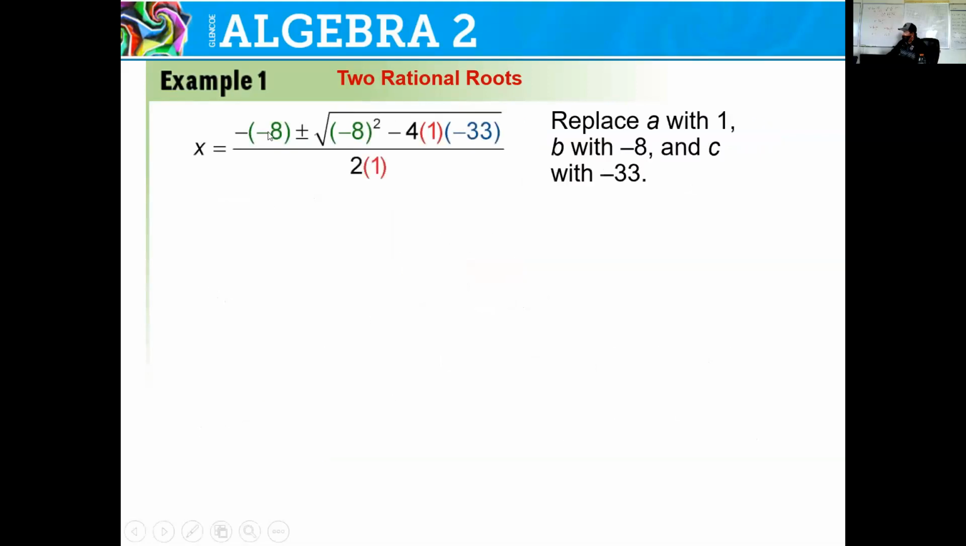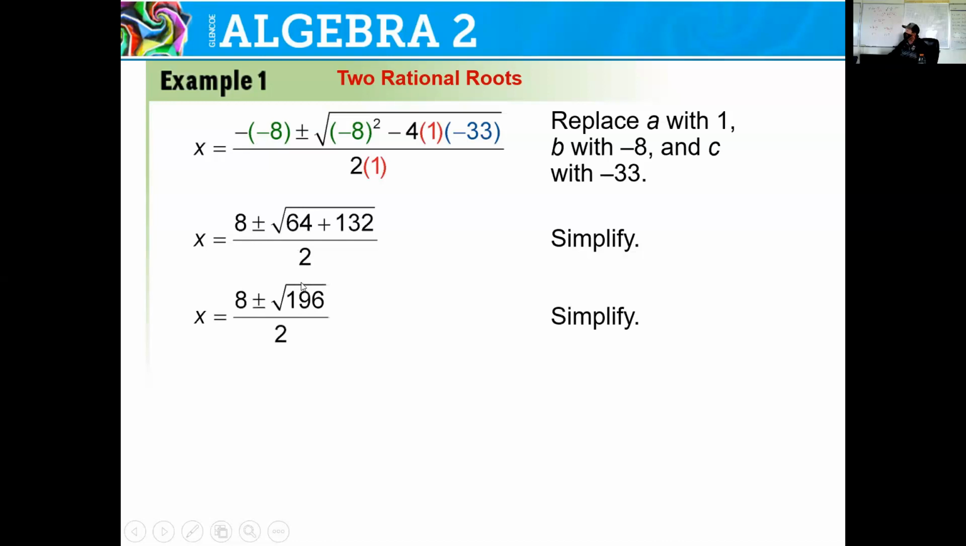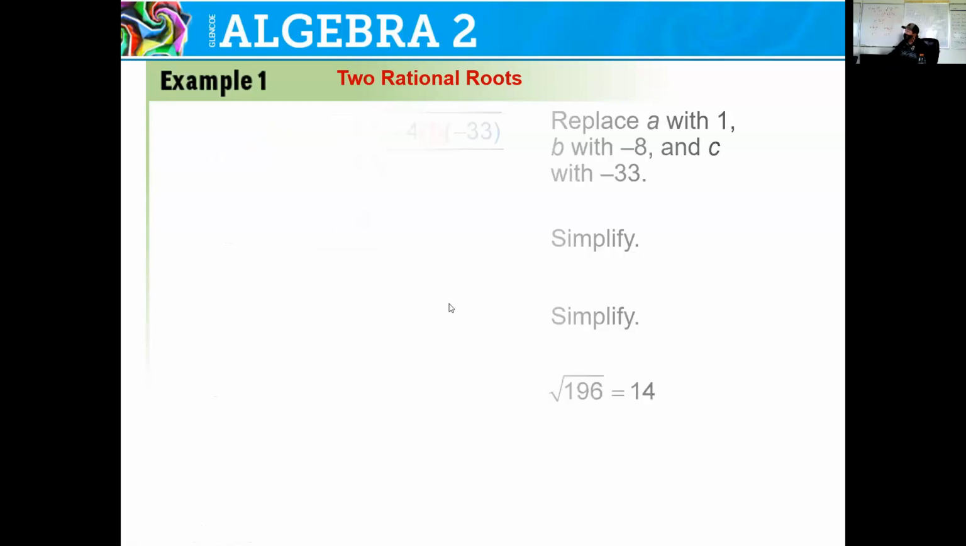So negative 8 plus or minus the square root of negative 8 squared minus 4 times 1 times negative 33, all divided by 2 times 1. See, it's 64 plus 132, which gives you 196. And like I said, 196 is a perfect square. The square root of 196 is 14. So 8 plus or minus 14 divided by 2.